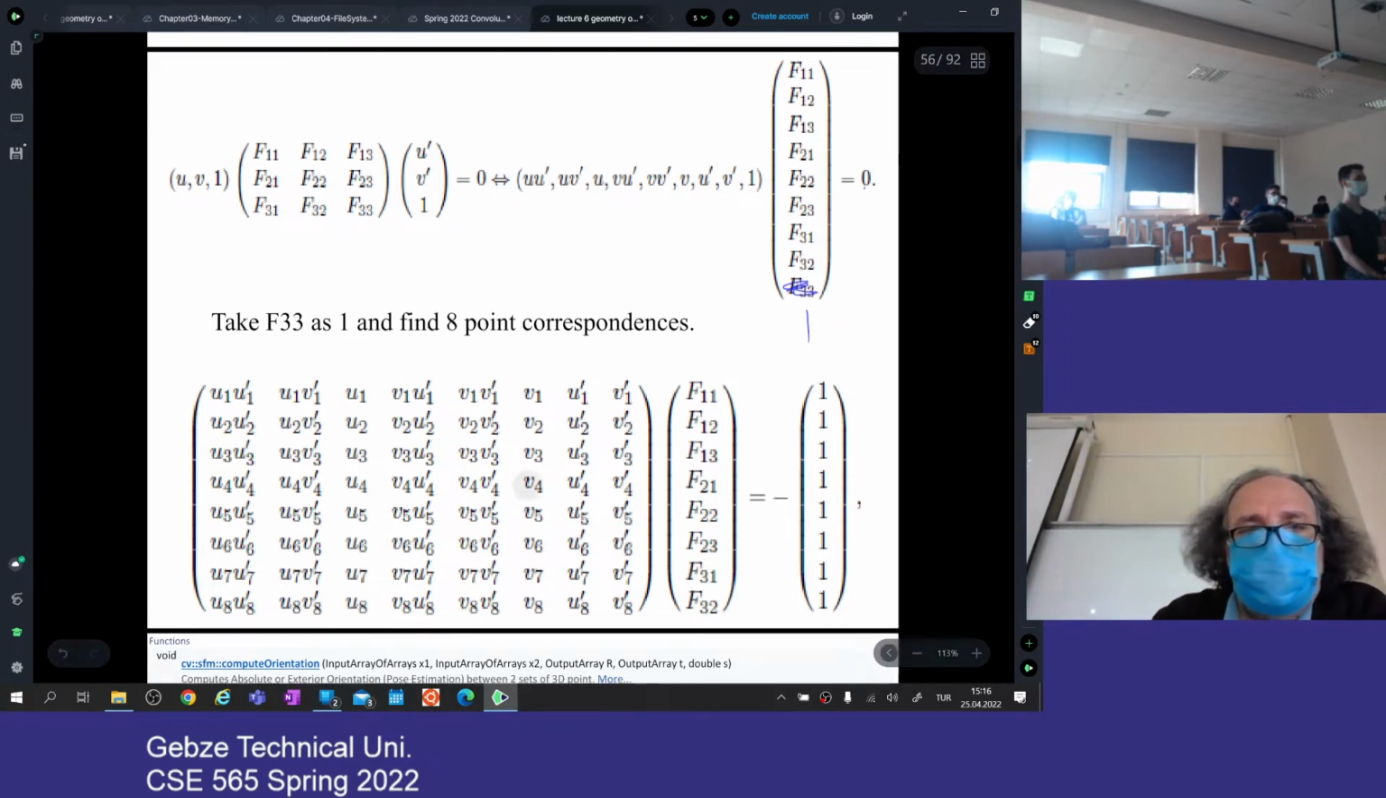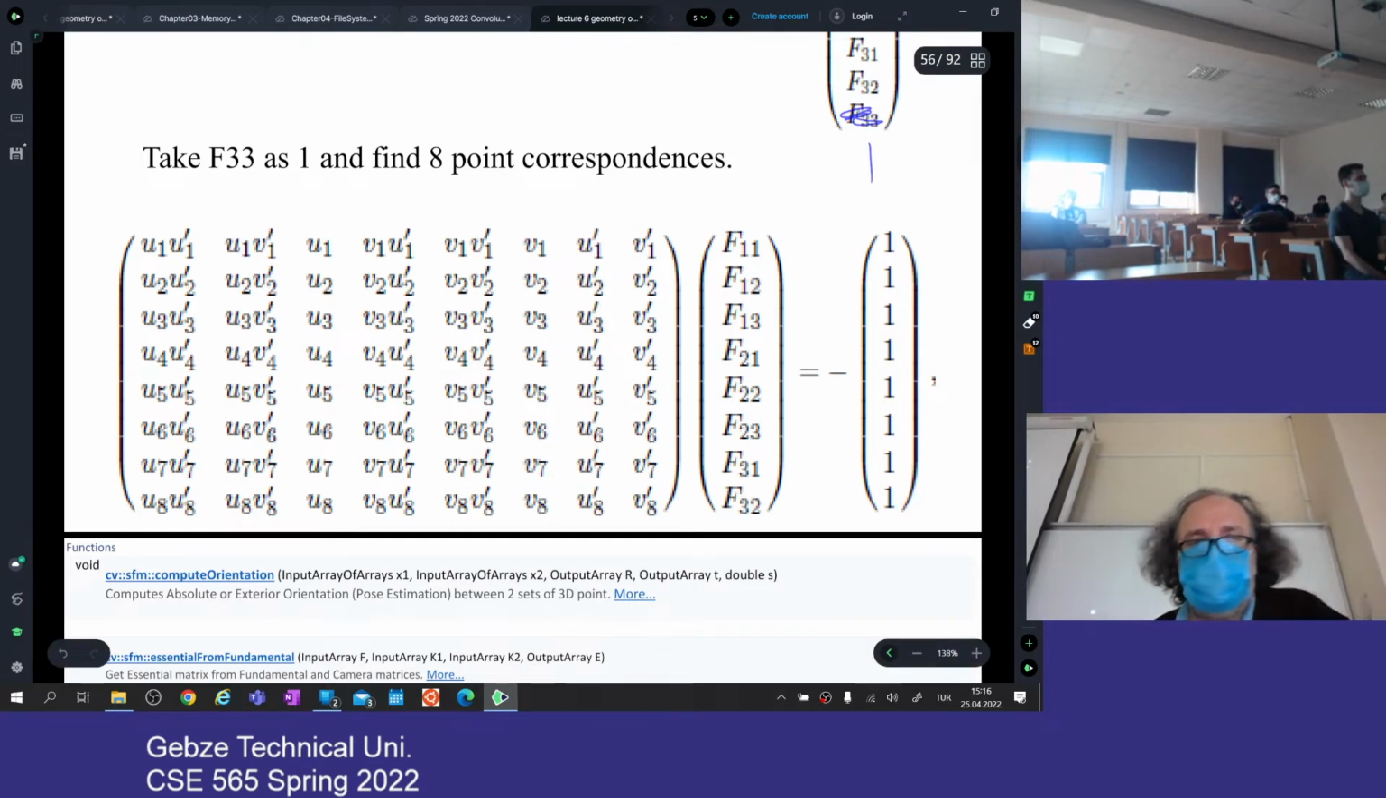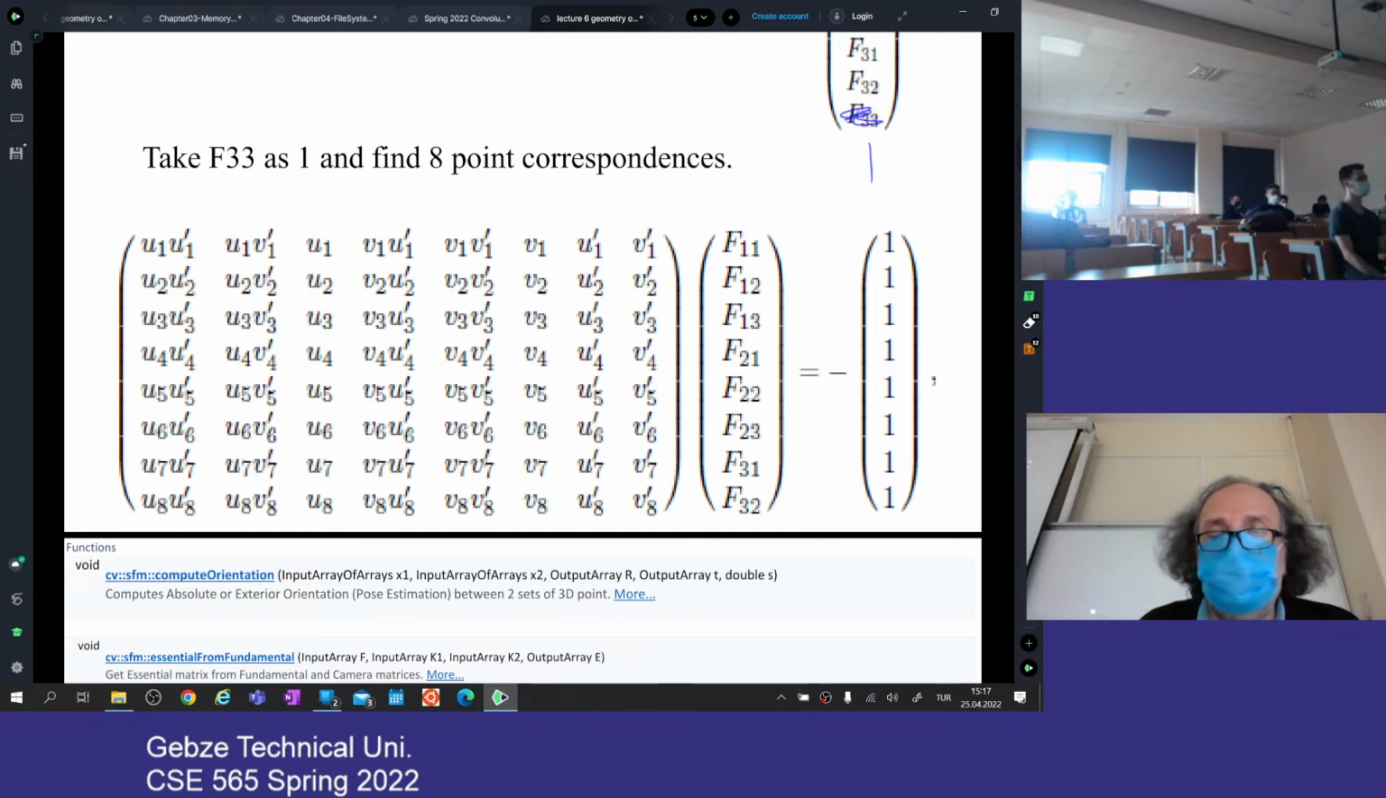So solve this one. Solve this matrix. Get 8 correspondences. Solve this matrix, and that will give you your fundamental matrix. Without doing any explicit calibration, without doing any other things, get just these correspondences and get your fundamental matrix, and it will work in the image coordinate system, and it will be fine. Okay, good. Any questions?